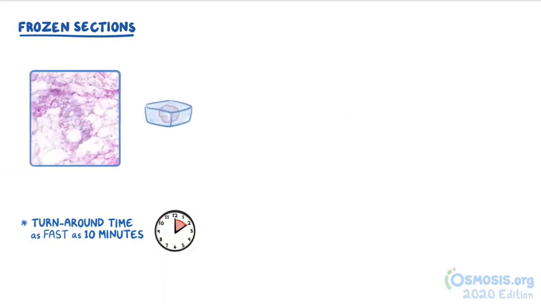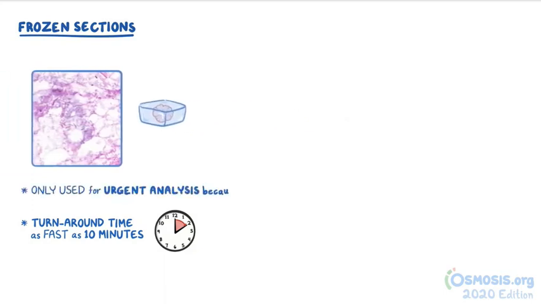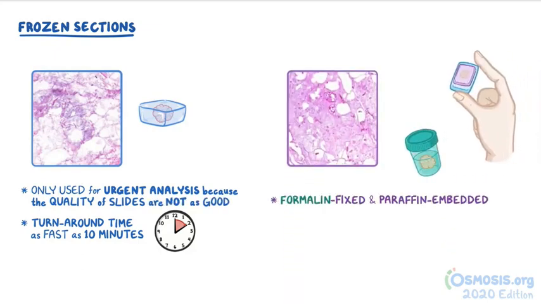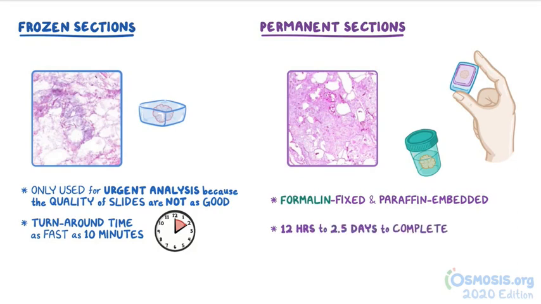Frozen sections are usually only used for urgent analysis, because the quality of the slides produced from frozen sections is not as good as the typical formalin-fixed and paraffin-embedded tissue, which can also be called permanent sections. The permanent sections can take about 12 hours to 2.5 days to complete, depending on the tissue size and staining method used. These images of necrotic fibroadipose tissue with fungal organisms show an example of the potential difference in image quality between a frozen section and a corresponding permanent section, both stained with H&E.